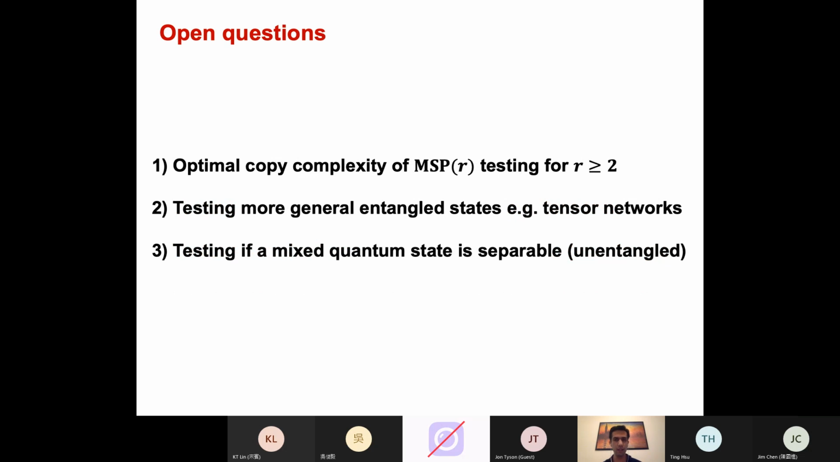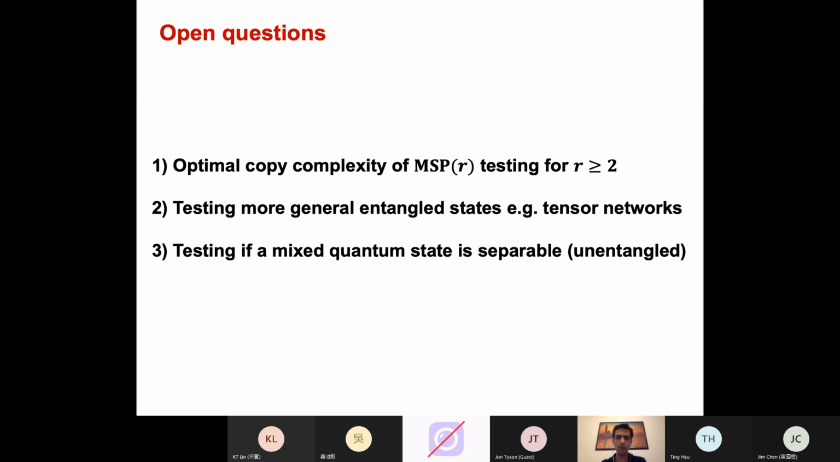And here is a list of open questions left by our work. The first question is whether we can pin down the copy complexity of MPS testing. So is our order n upper bound tight, or our square root n lower bound, or is there something else going on? Another question is going beyond MPS. We can think about testing more general entangled states, such as various forms of tensor networks or low-depth quantum circuits.